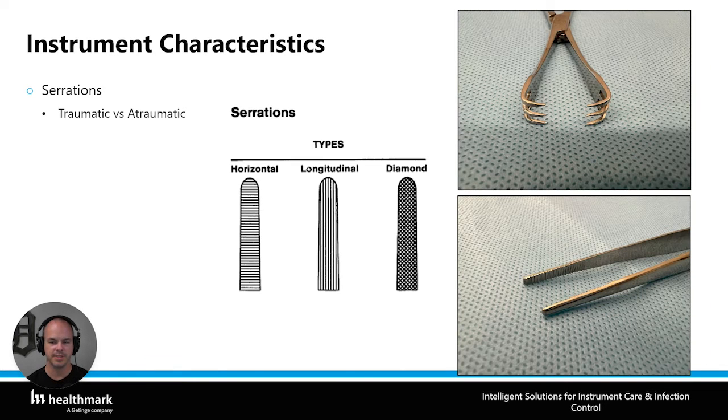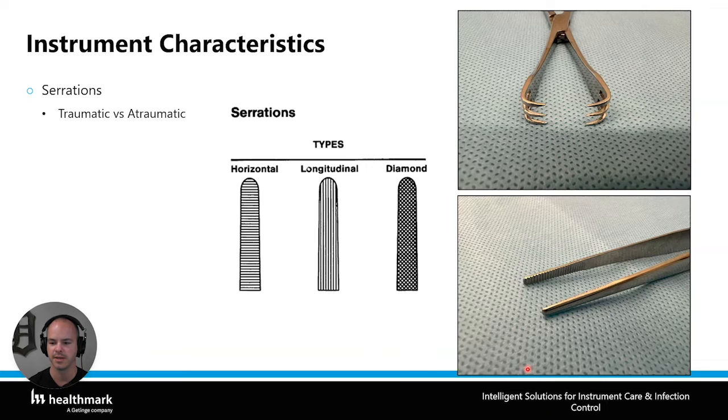so what else do we need to know about these instruments? Well, they could have serrations, and those serrations could be traumatic or atraumatic. What I mean by that is traumatic serrations can actually cause damage or trauma to the tissues that are being operated on. And this is an example up here of a traumatic instrument because it has claws, basically. That's a Leahy clamp, and that's going to do damage to the tissue.